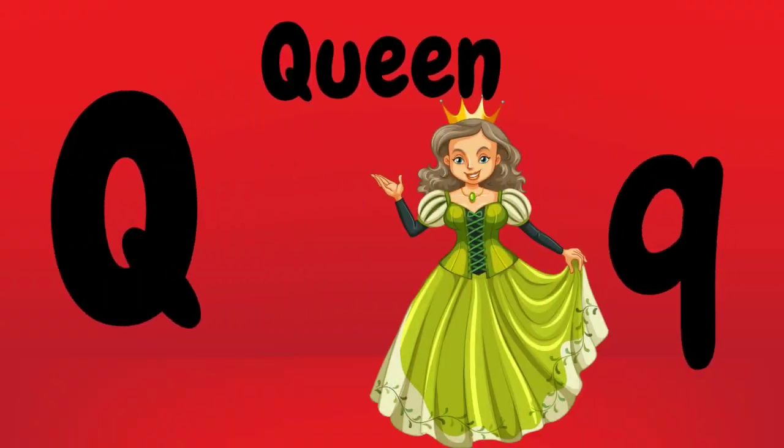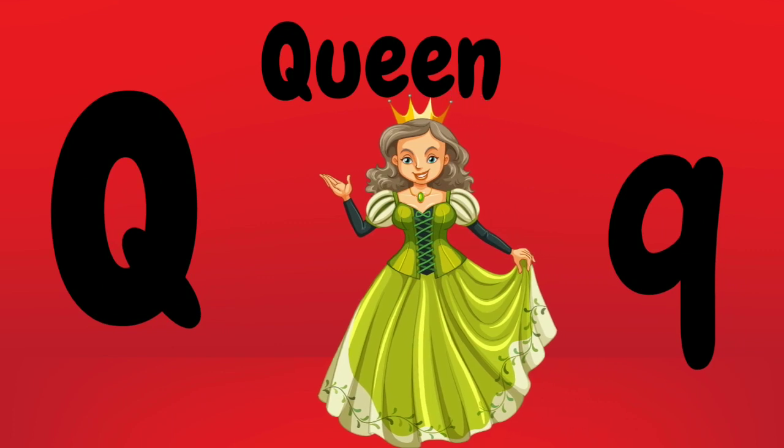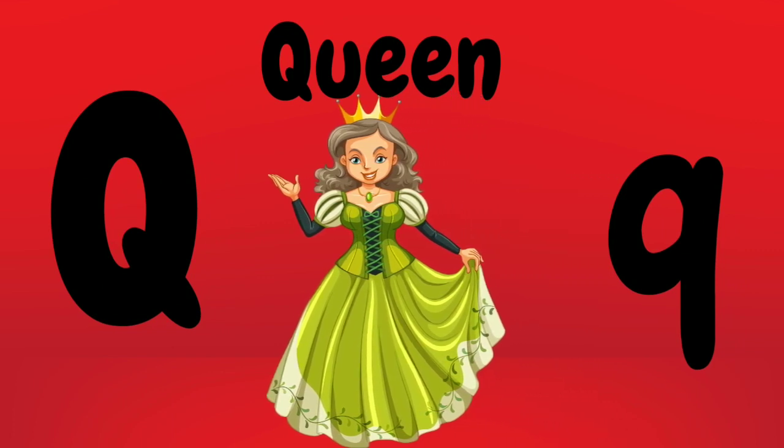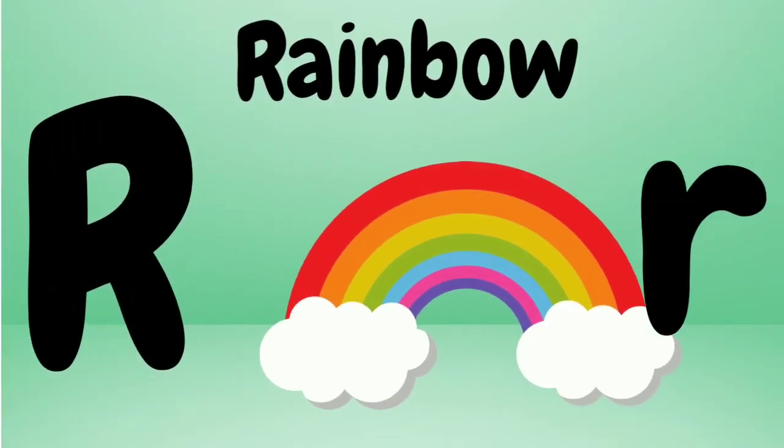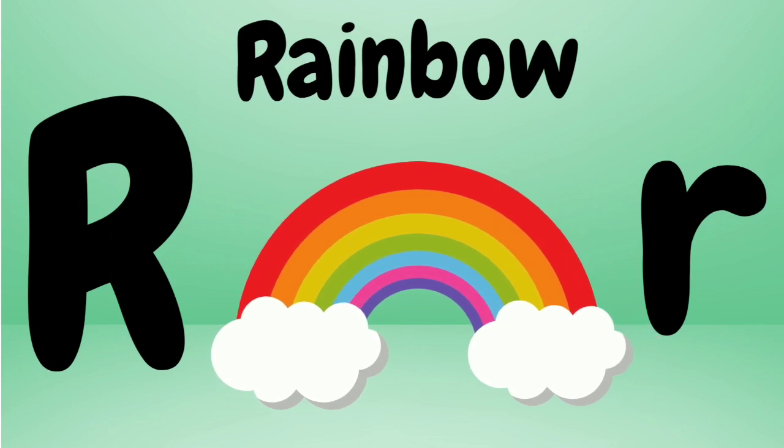Q is for queen, queen, queen. This is a queen. R is for rainbow, rainbow, rainbow. This is a rainbow.